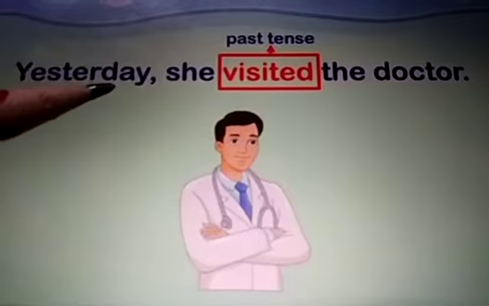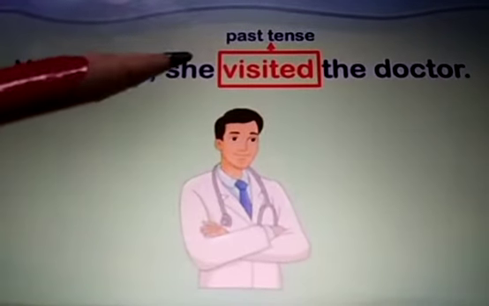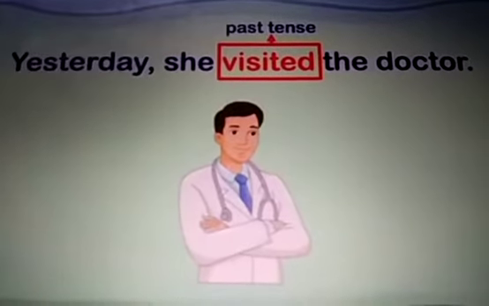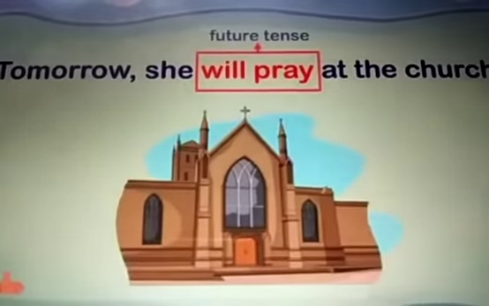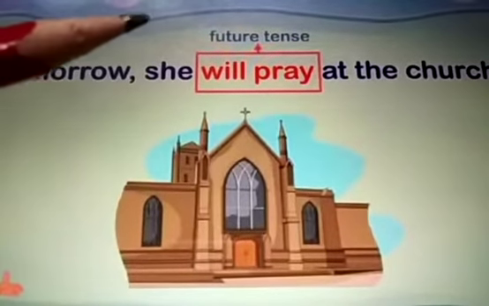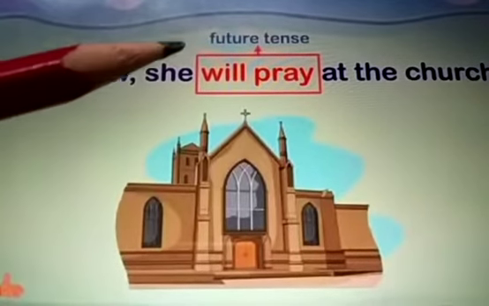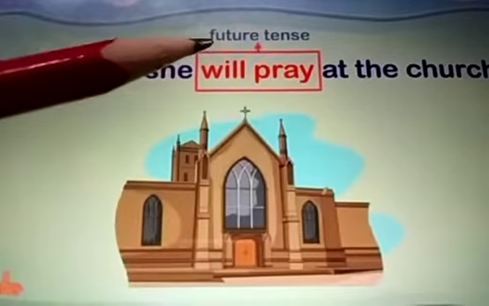Yesterday she visited the doctor. So here visited is in past tense. Observe this sentence here. Tomorrow she will pray at the church. Here will pray. If we add will, it is future.